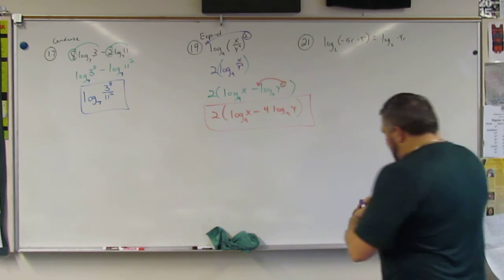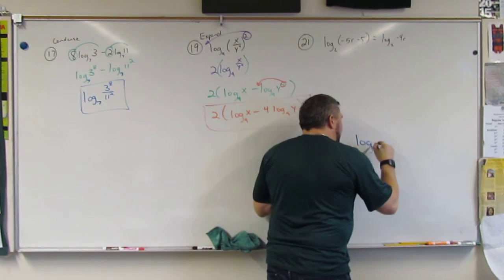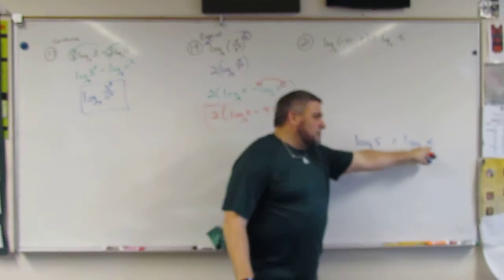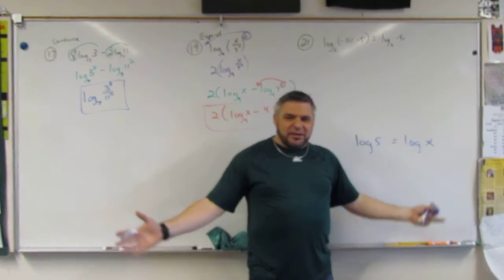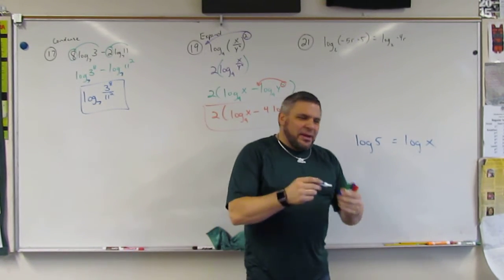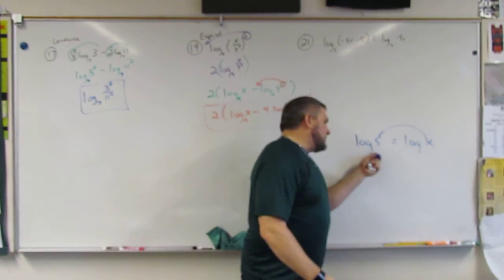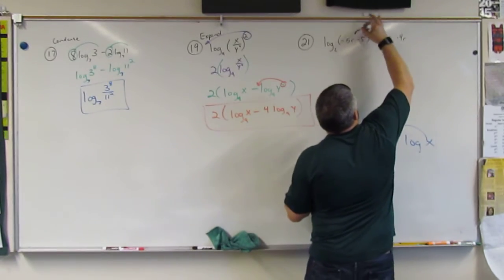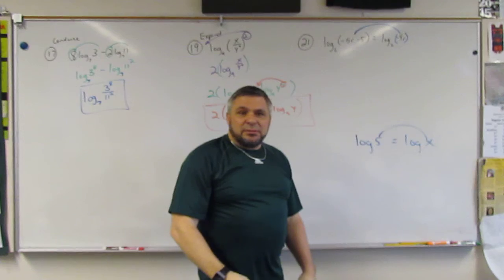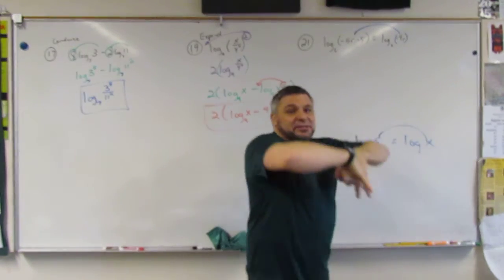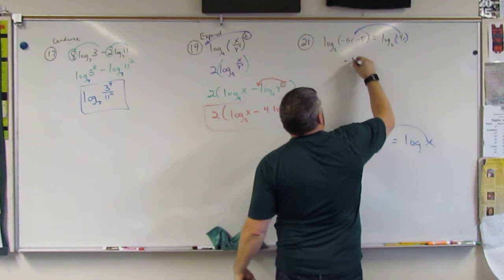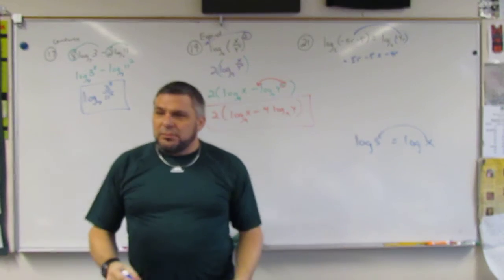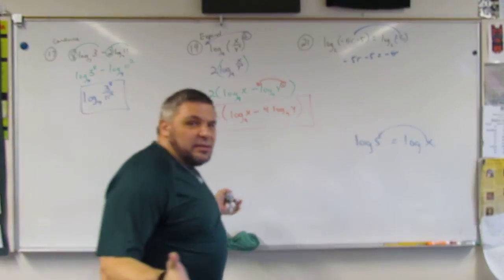Tell me if you can answer this. Log of 5 is equal to log of x. What's x? It has to be 5, right? It's pretty simple, right? If the bases are the same, then those two have to be the same, right? Yeah. So it's just negative 5r minus 5 equals negative 4r. You don't even need the logs.